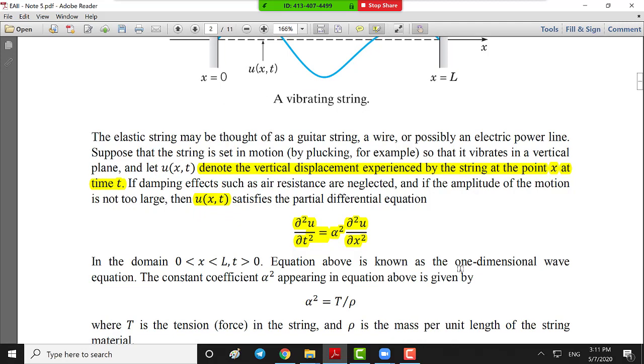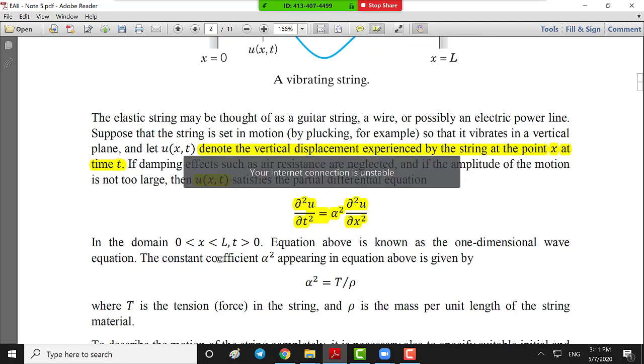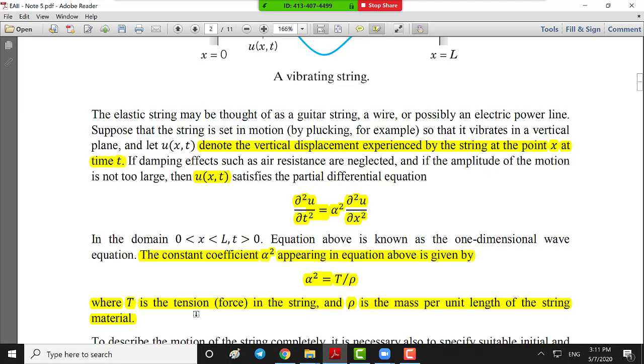Now, the alpha squared that you see in this PDE is what? The constant coefficient alpha squared appearing in the equation above is given by T over rho, in which T is the tension in the string and rho is the mass per unit length of the string material. And the value of alpha squared is going to be given to you just like the alpha squared in the heat equations.